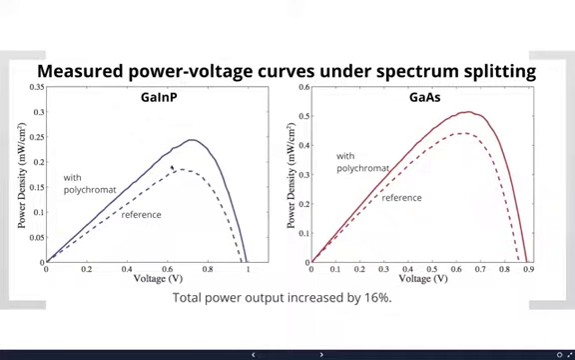And we can plot the same data as power. So this is power density versus voltage, and that's the reference measurement. And this is with the polychromat. Again, you see a pretty nice increase. And same thing for gallium arsenide.